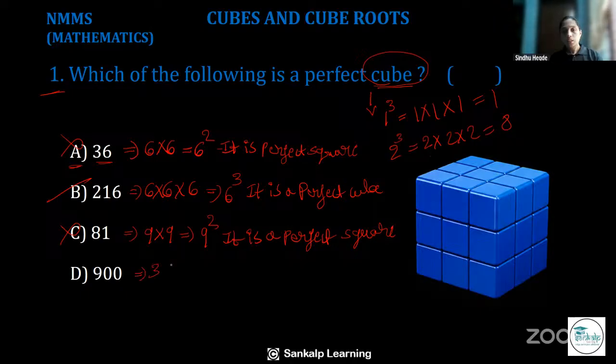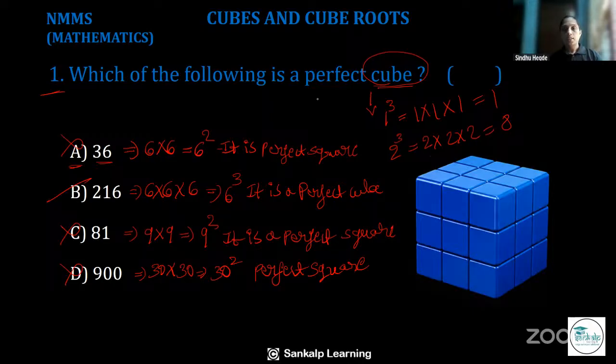Then 900. This is also 30 into 30. It gives 30 square. This is also a perfect square, not a perfect cube. So option D is also wrong.